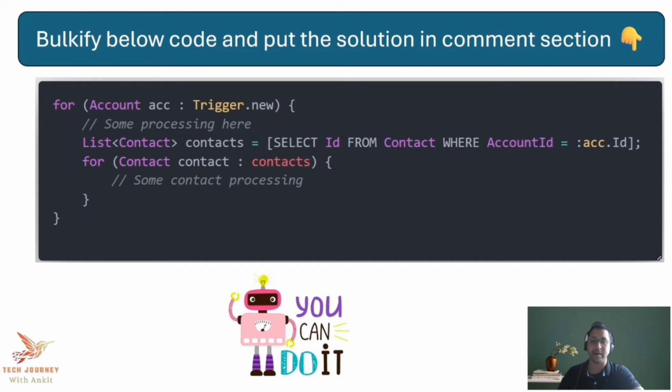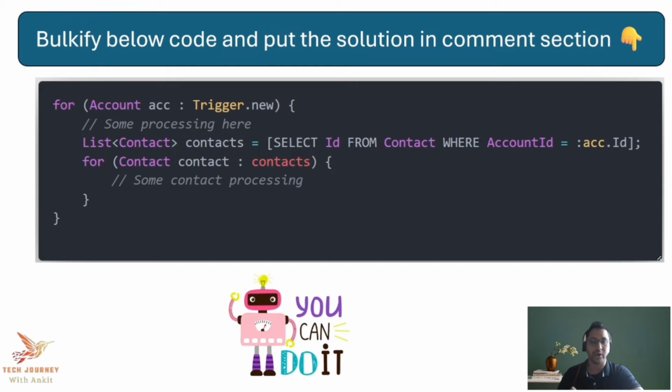Now, this is what I want you guys to try out and let me know the solution in the comment section: how you can bulkify this code. In this code, they are iterating over the list of accounts, and for each account that they do have, they are iterating over the contacts. What I want you guys to do here is tell me how you can avoid this looping of contacts inside this for loop. How can you do that?